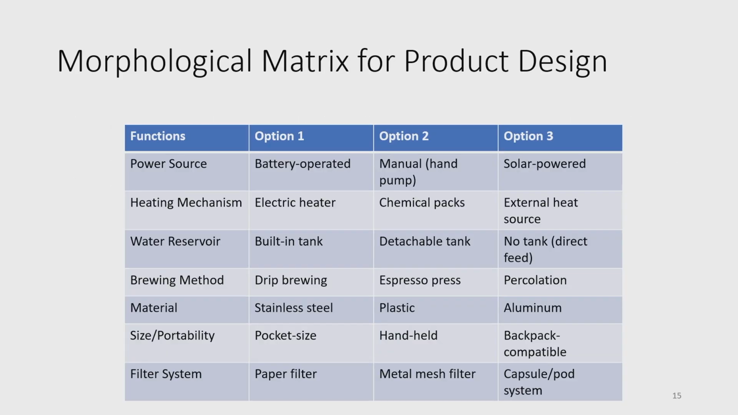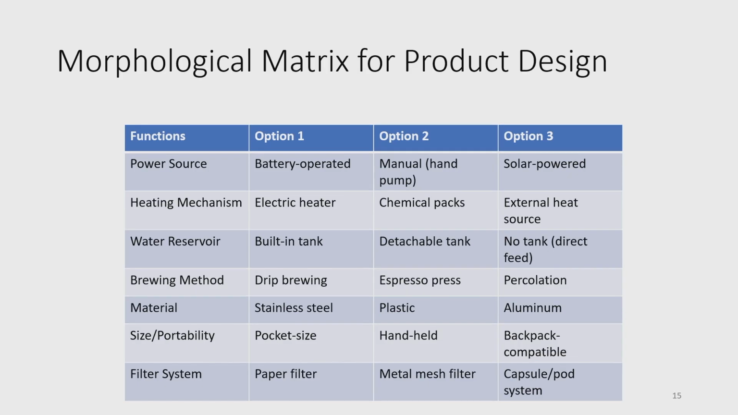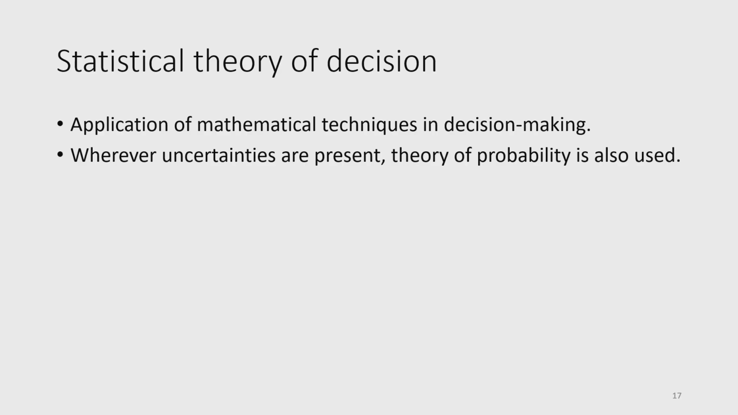Then morphological analysis we have discussed, where we have various features. Suppose there are total 3 features and in each one there are 3 alternatives, then you have a total of 27 alternatives, because module 1 can be in 3 ways, module 2 also can be in 3 ways, module 3 can also be in 3 ways, and 3 times 3 times 3 is 27. Each one we can discuss analytically.